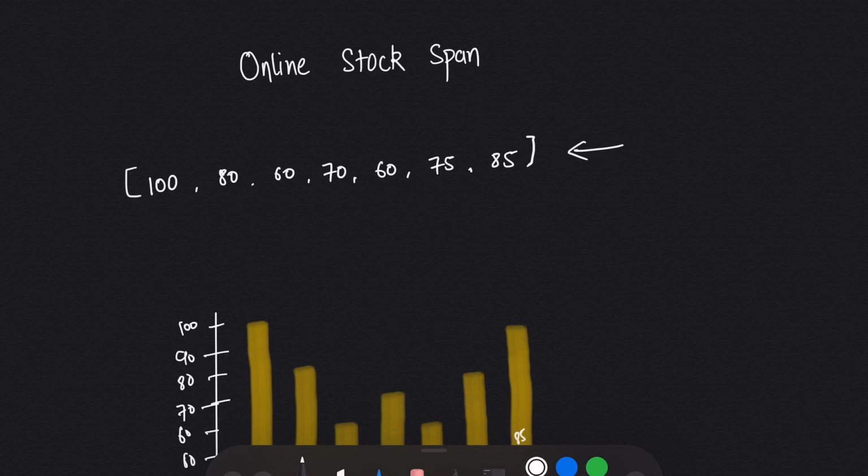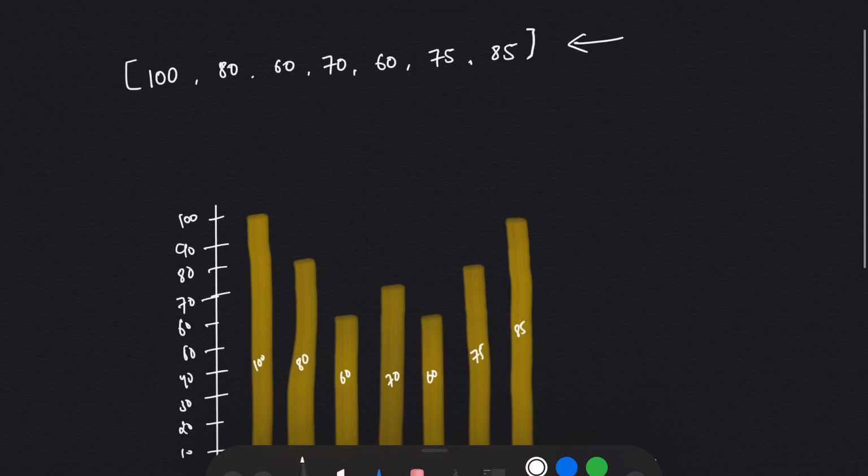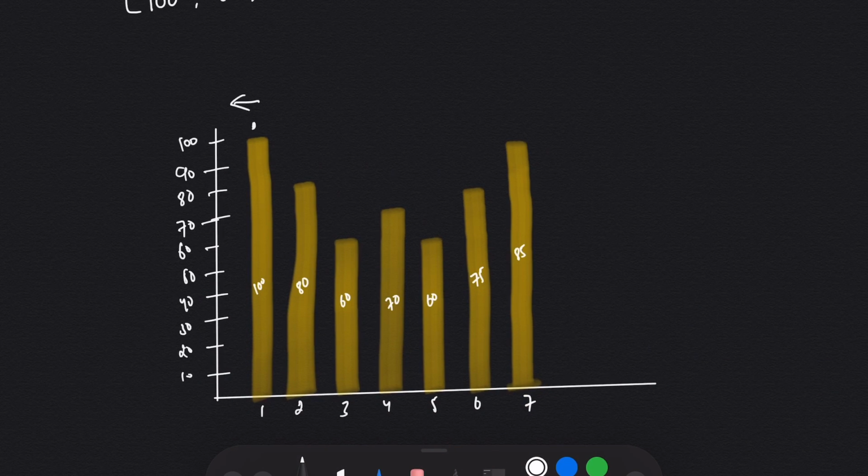I have taken the example given in the question and we need to find the span. And what is span? If we move backward, we need to find the maximum consecutive days which have lesser or equal price than today's price. At day 1, there is no other day if we move backward which has a lesser price than today's. If we come here, again there is none. If I come here, again there is no day which has a lesser price than this. But if we come to 70, we have 60 which has a lesser price than 70.